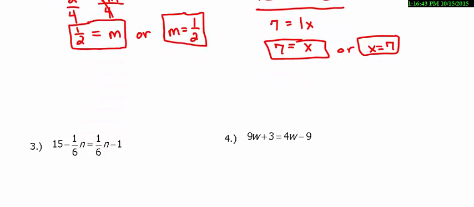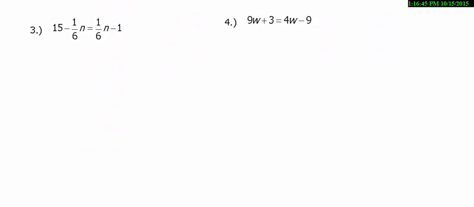So let's scroll down to question 3. Looking at question 3, the first thing I notice is there are fractions. There are 2 ways to do this question. The first way, I'm going to move everything to one side, all the variables to one side and the constants to the other. The second method I will use is going to be to get a common denominator, and you'll see what I'm going to do with that in just a moment.